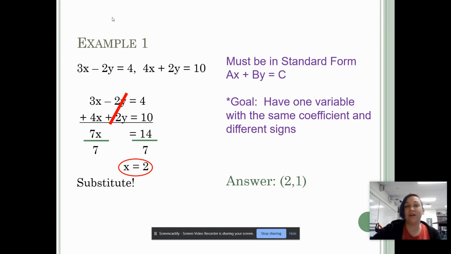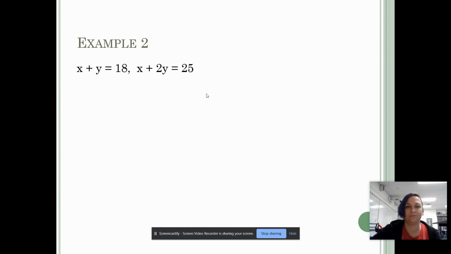Now, we were very lucky on this problem because this was already set up to eliminate the letter y, but that's not always going to happen. So let's take a look at an example where our variable is not going to eliminate immediately.